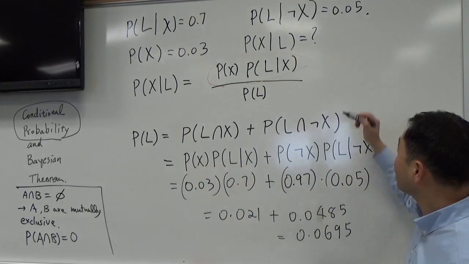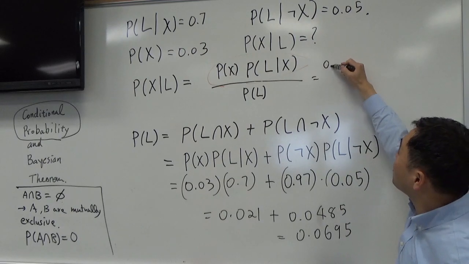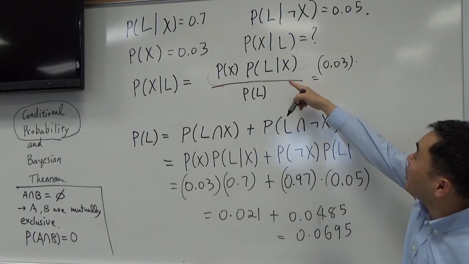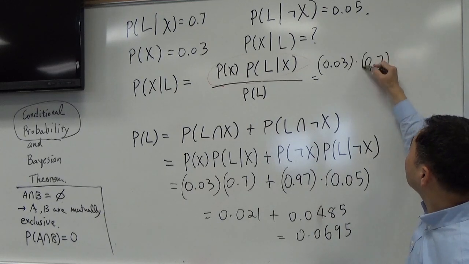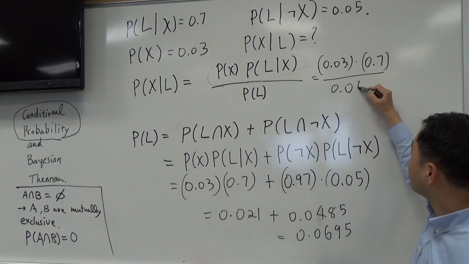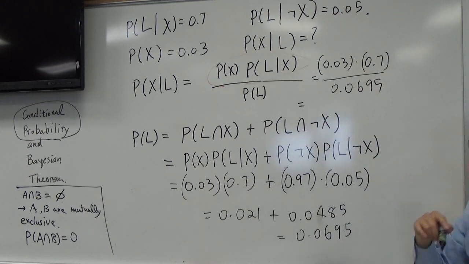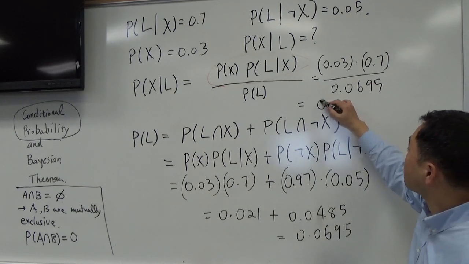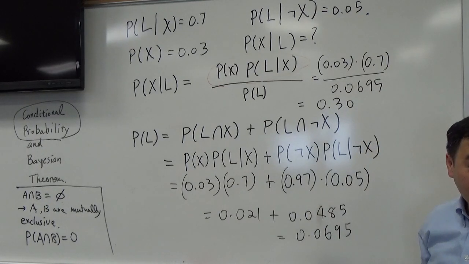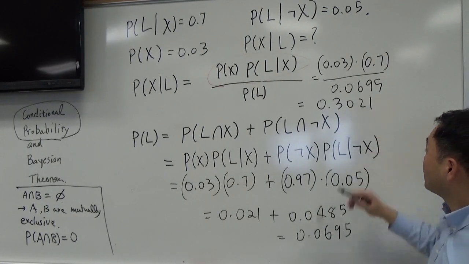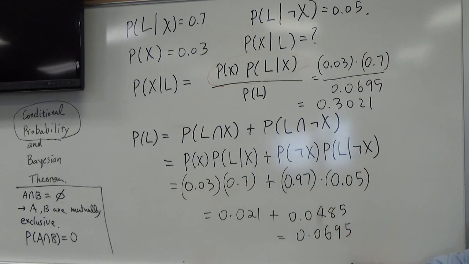So this is going to be P of X is 0.03, P of L under X is 0.7, divided by 0.0695. Somebody help me out here. What do you get? That's it? 0.302. Okay, all right, so that's how you use the Bayes theorem. Is that okay? All right.